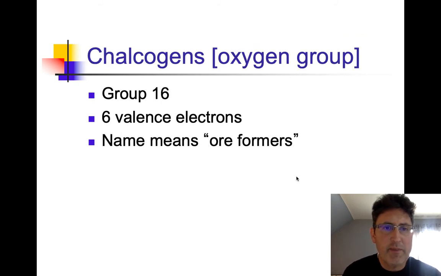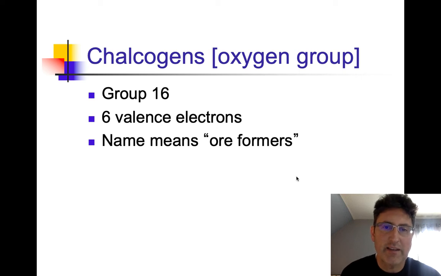The next group of the P block is the chalcogens, which is sometimes called the oxygen group, and it has 6 valence electrons. And the name means ore former. So that gen ending means to form, and calc is ore. So they form these ores like iron ore and aluminum ore, bauxite, that are mined so these free metals can be extracted.